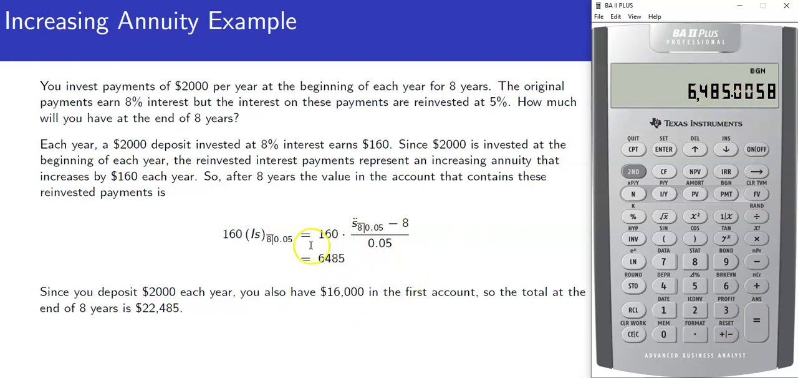But of course, that's not the only amount that we have. We also have our original $2,000. We put in $2,000 at the beginning of each year for 8 years. That means we've also put in $16,000 in the first account. There's no additional interest in there because each year we're siphoning the interest off and putting it in the second account. So we'll have $16,000 plus the $64.85, or $22,485 in total.